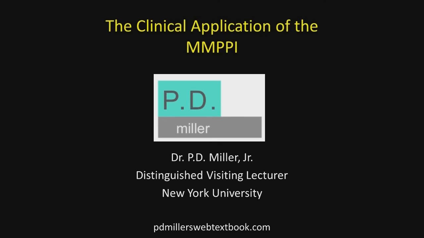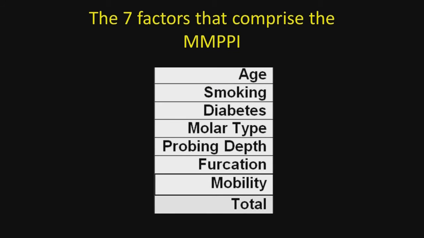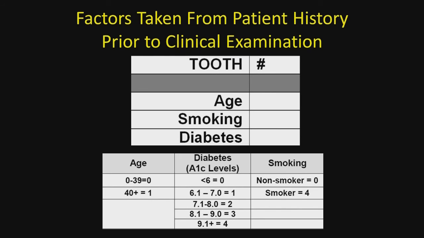Now let's talk about the clinical application of the MMPPI. There are 7 factors that comprise this: age, smoking, diabetes, molar type, probing depth, furcation involvement, mobility, and a total score. The first 3 factors, age, smoking, and diabetes, can be taken from the patient history before they even start the clinical exam. And an interesting finding on age.